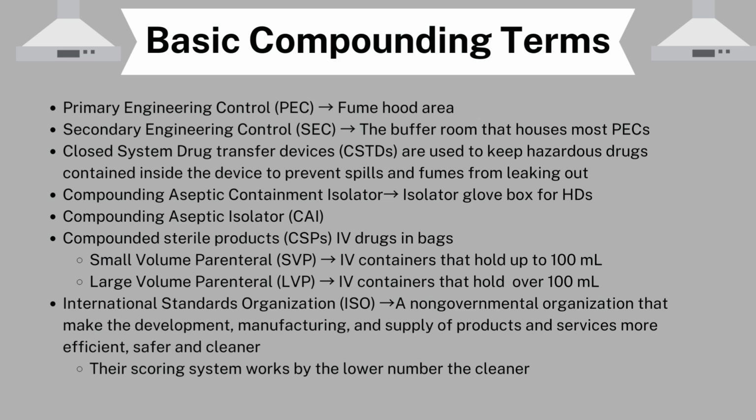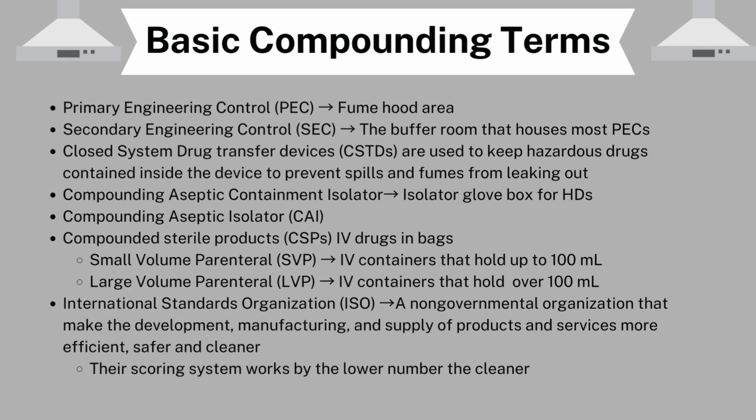Compounded sterile products that come in IV drug bags will come in either a small or large bag. The small volume parenteral, SVP, is the IV bag that contains up to 100 ml, while the large volume parenteral, LVP, can hold over 100 ml. I would know that distinction. They might ask you, for this medication, which one you would use.